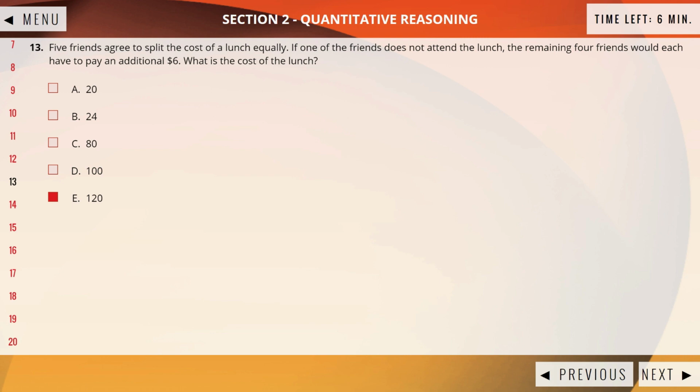Just a quick recap, because I've got the time to teach this. 1 person left, so 4 people had to pay an additional 6. 4 times 6 is 24, so that person who left should have been paying 24 that was covered by the other people. If the person that left was paying 24, then all 5 of the friends must have been paying 24. 24 times 5 is 120.